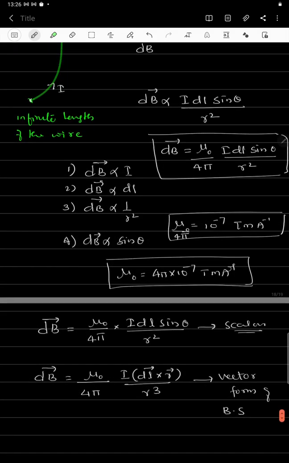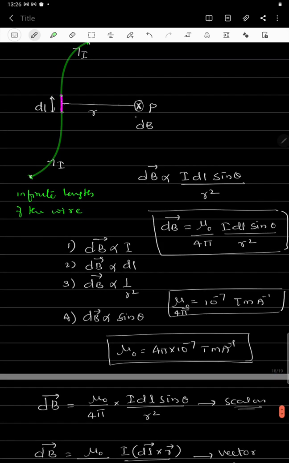Now, what is the direction of this magnetic field? The direction of the magnetic field at the point due to this current is perpendicular to the current element. This is nothing but the current element. What is a current element? A current element is a small portion of a conductor carrying a current. It is written as dl. The direction of the magnetic field is perpendicular to the plane containing the current element and the point. So dl is perpendicular to r, we will write.